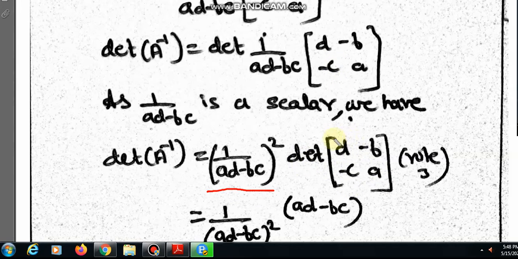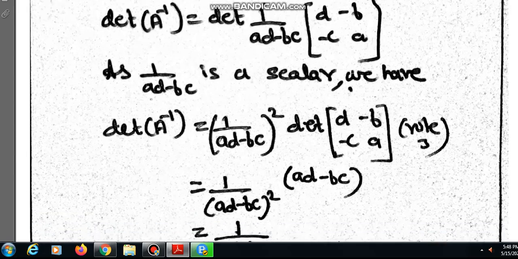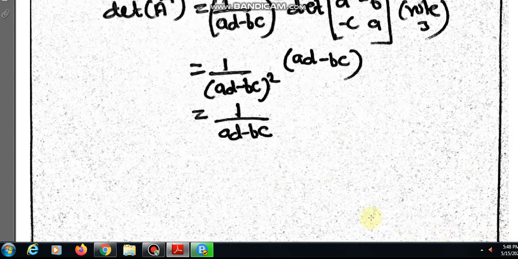I have written determinant, so I have the square matrix. Otherwise, you can write it as just the parallel lines in between D minus B minus C A. What will be the determinant of that? That is AD minus BC. So what will be the answer for determinant of A inverse for this? It will be equal to 1 divided by AD minus BC. So this is the correction that has to be done.